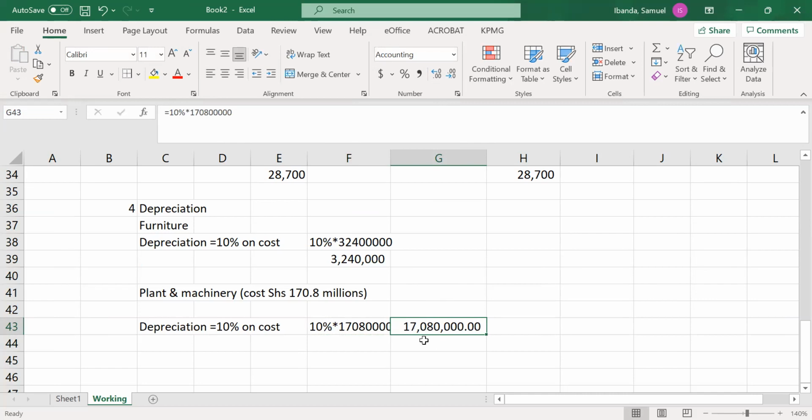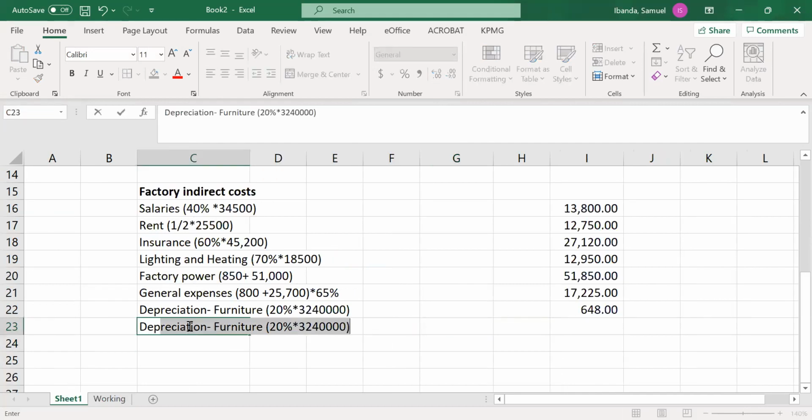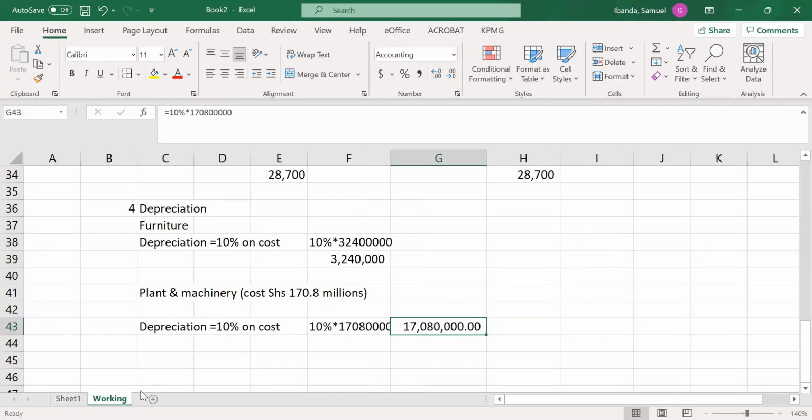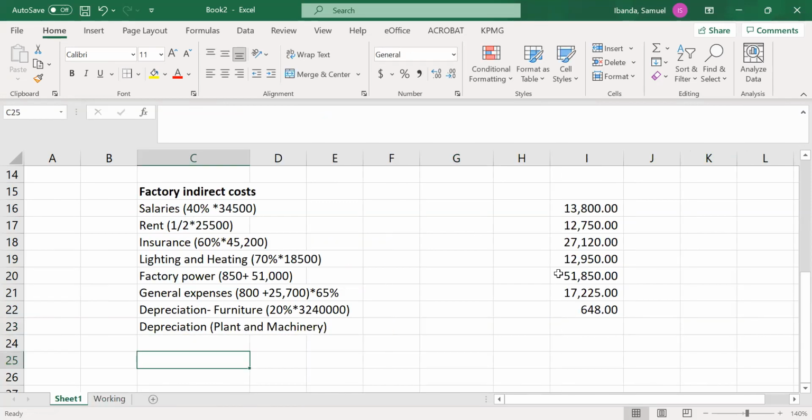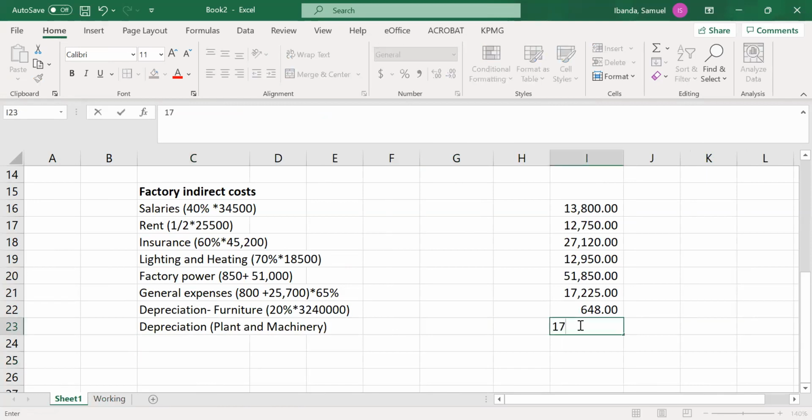So what this means is I'm going to take the whole figure. Remember, for plant and machinery, we don't distribute it. So depreciation, plant and machinery, we have 17,080. I'm trying to leave out the 3 zeros since I'm working in thousands. That's why I have the 17 right there.